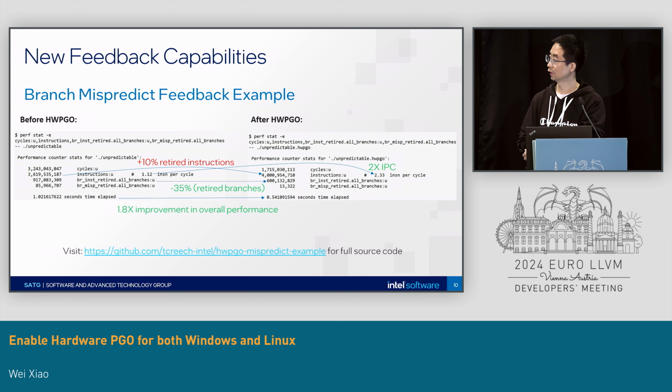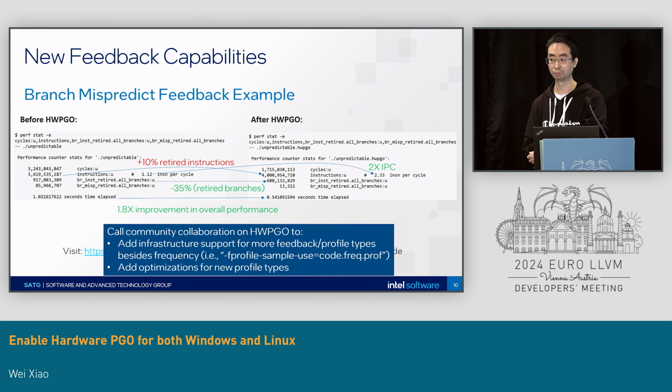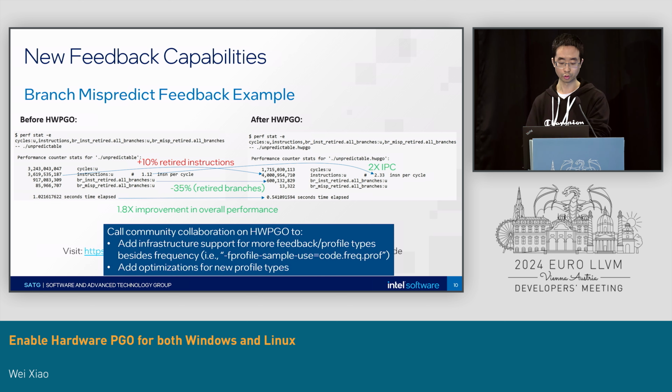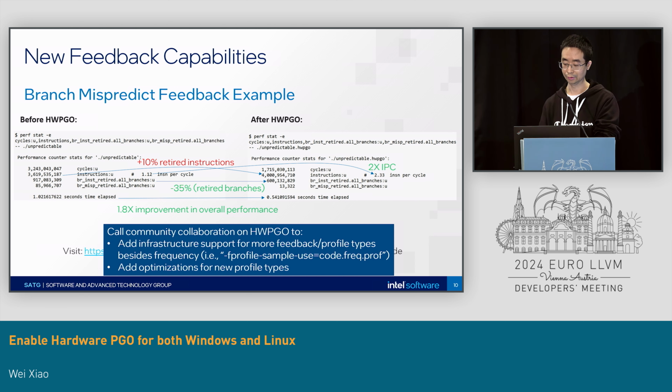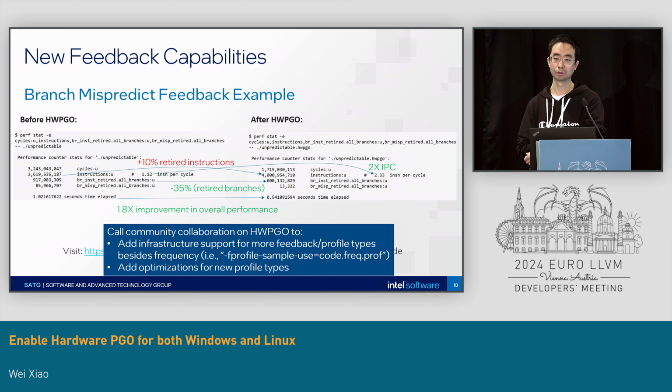So as you can see, hardware PGO requires not only enabling more hardware features, we also need to enable more compiler optimizations. So we call on the whole community to collaborate on the infrastructure improvement for more feedback capability and compiler profiles, such as branch misprediction, cache misses, and data access in the future. And we also ask the community to collaborate on the optimizations for such new kinds of profile types.